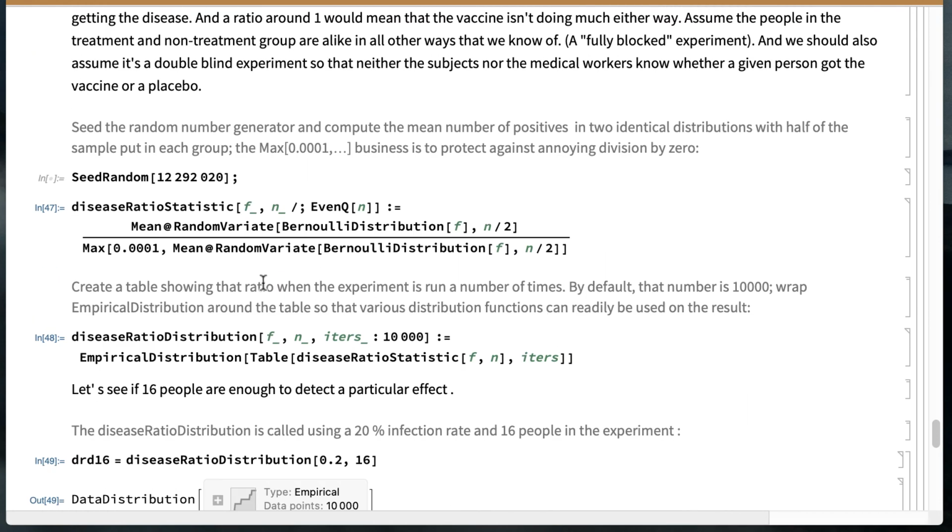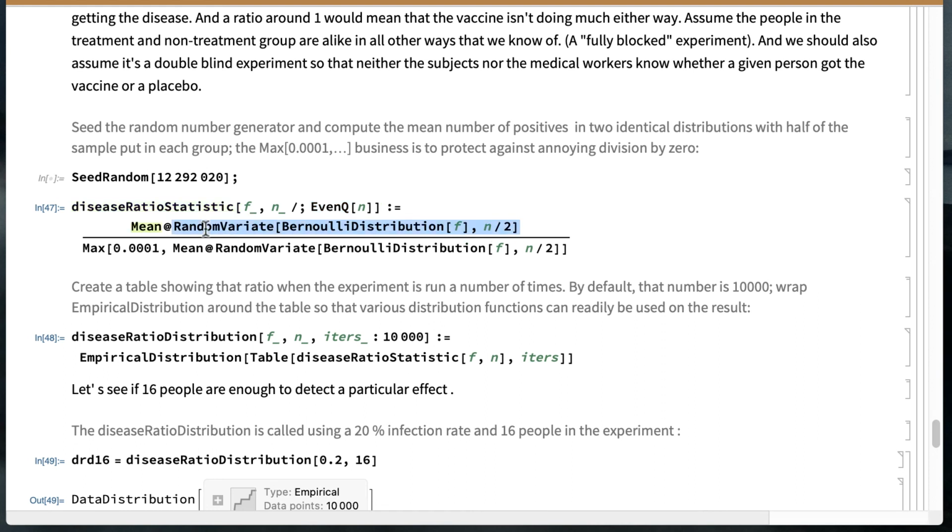So we're going to write a little function here that computes the disease ratio statistic in an experiment. The function takes 2 arguments. The first argument is the prevalence of the disease, so that's 20% if basically you do nothing. N is going to be the number of people in our experiment, and I'm going to insist that it be even because we're going to chop the group in half.